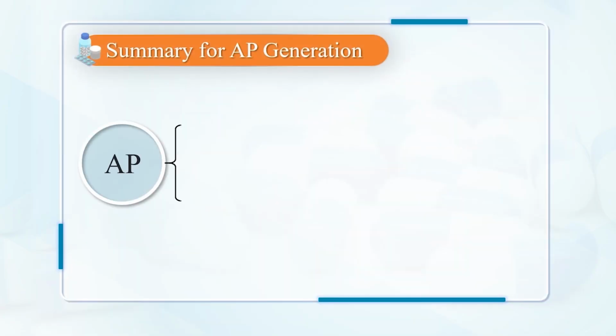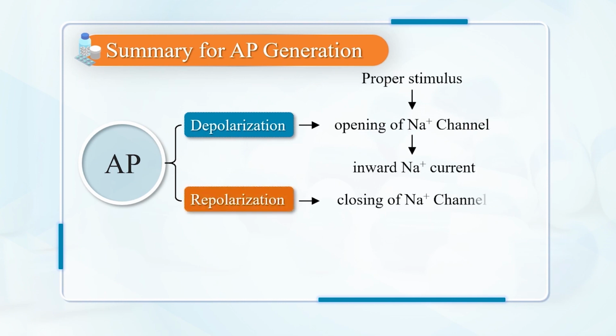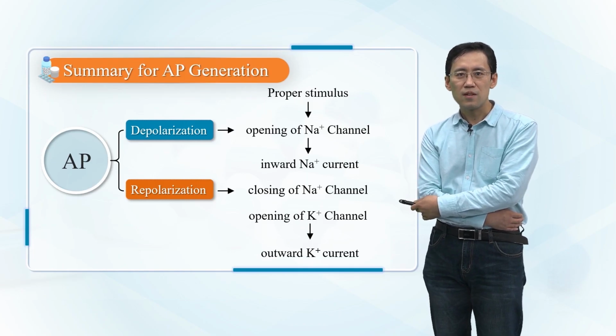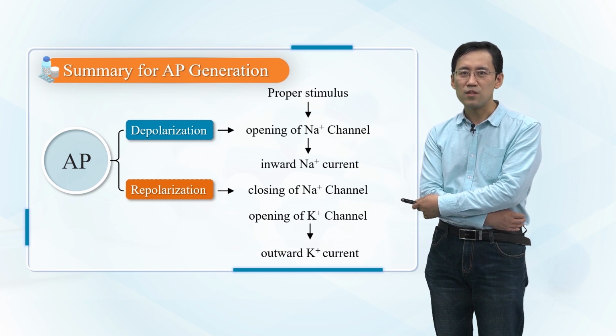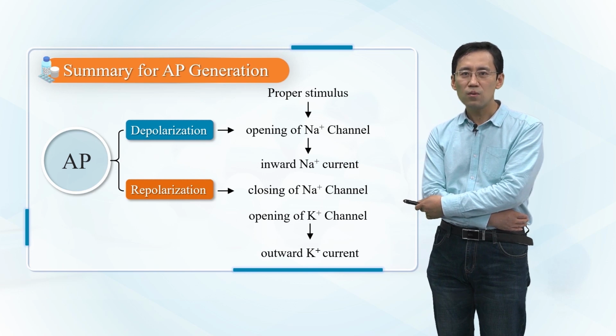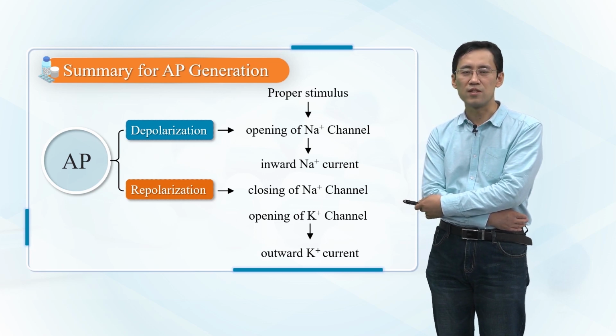So let's summarize the action potential generation. With a proper stimulus, the opening of sodium channels causes depolarization. After the inward sodium current, the closing of sodium channels starts the repolarization process, the opening of the potassium channels, and the outward potassium current restores the resting potential, the resting state of the cells.